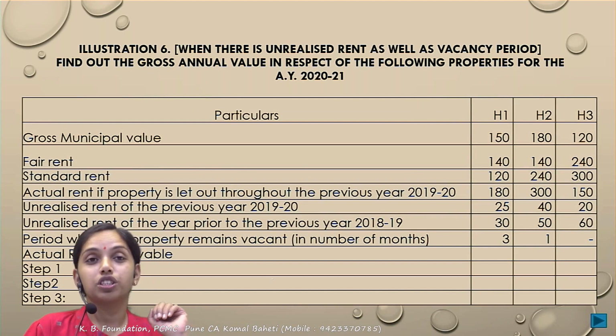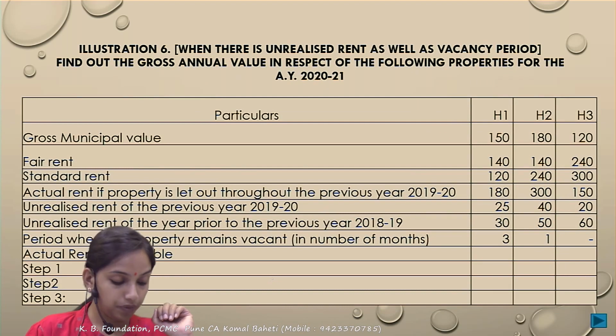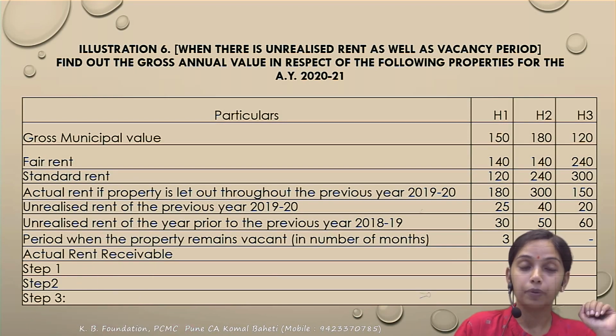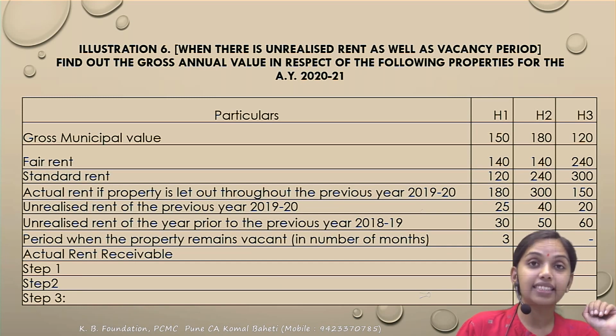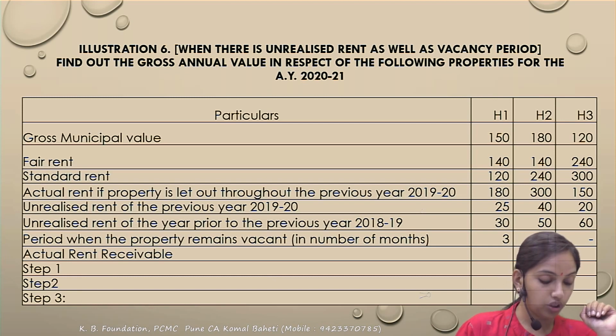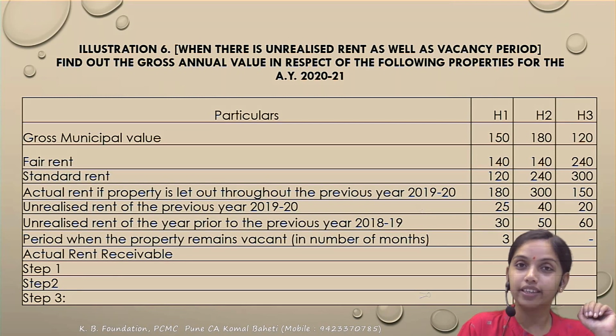Now again the question is to find out the gross annual value. There are 3 houses. What information is given? Gross municipal value, the fair rent, the standard rent, actual rent if the property is let out throughout the year, means पूरे 12 महीने let out होती तो what will be the rent? Unrealized rent for the previous year 90-20. Correct. We are calculating income for 90-20. So this is the unrealized rent of the current year.